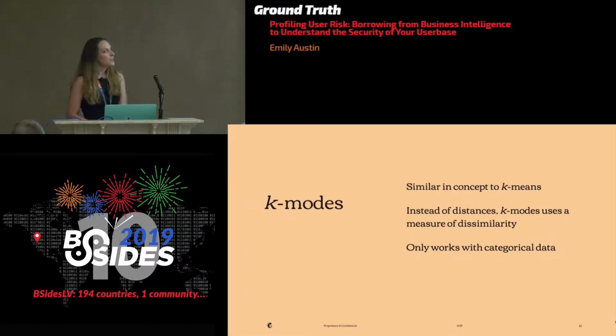And k-modes is pretty similar in concept to k-means. But instead of distances, it uses dissimilarities. So essentially, it quantifies the total mismatches between two objects or two data points. The smaller that number, the more similar the two objects are. The larger, the less similar they are. Instead of means, it uses modes.